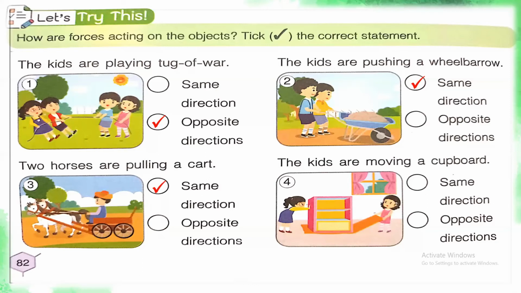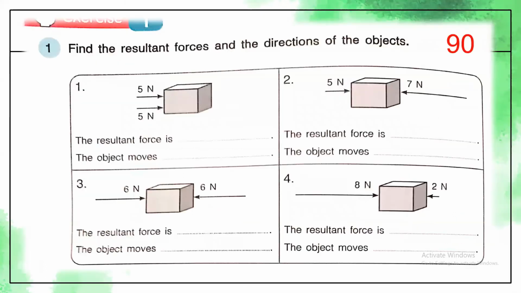And for the last number, the kids are moving a cupboard to the right. So, what is the direction of the force that they have exerted? If you said on the same direction, that's correct. Now let's move on. This is on page 90. Find the resultant forces and the directions of the objects.